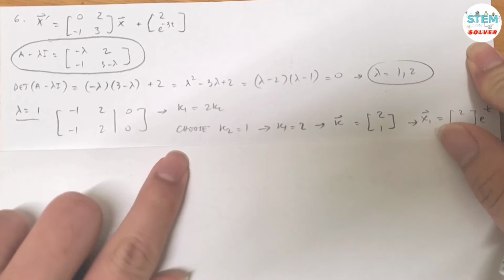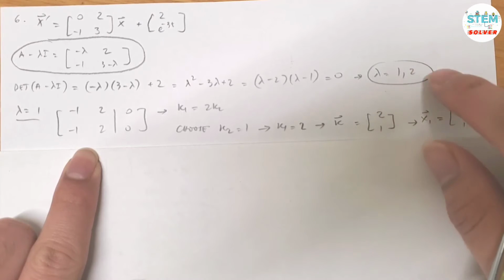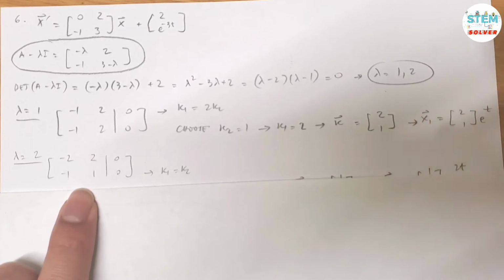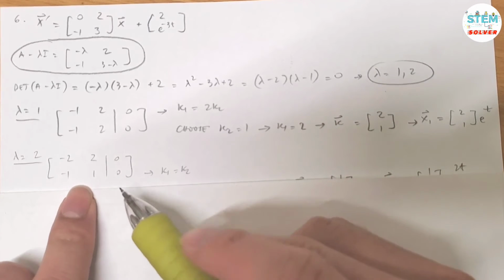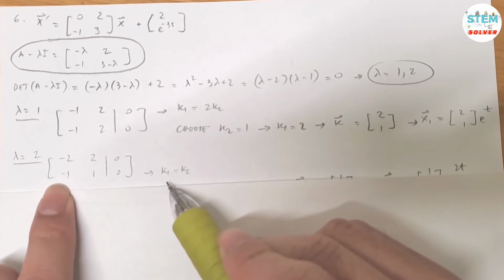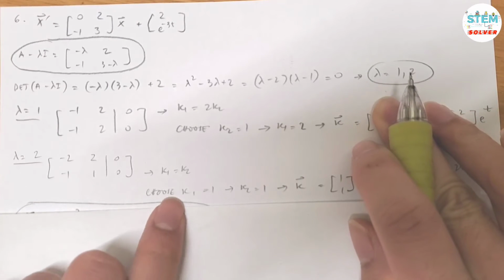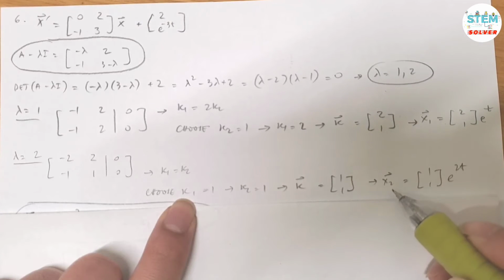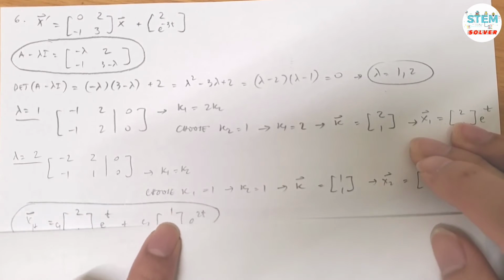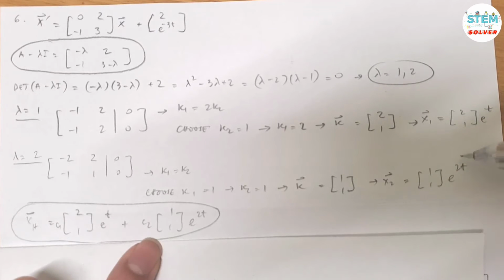Doing the same thing for lambda equal to 2, plug it into here. It gives you this matrix augmented with 0. Okay, so use the second equation. I know that k1 is equal to k2. If I choose k1 equal to 1, then k2 is 1, vector k is (1, 1), and my vector x2 is (1, 1) times e to the 2t. Then my homogeneous solution is equal to c1 times vector x1 plus c2 times vector x2.